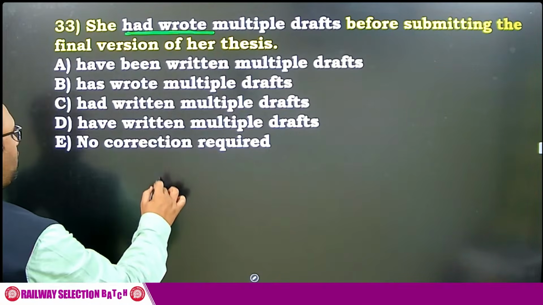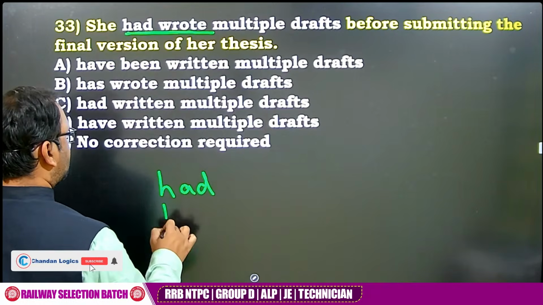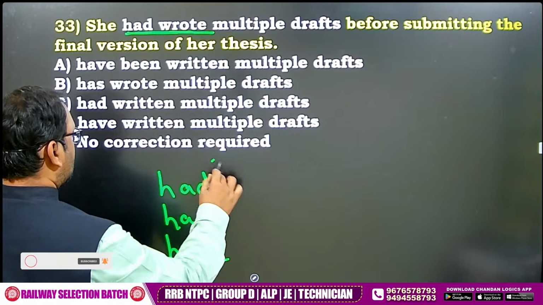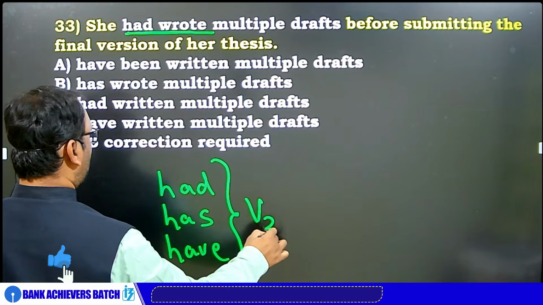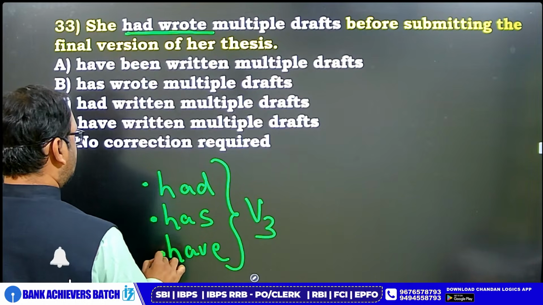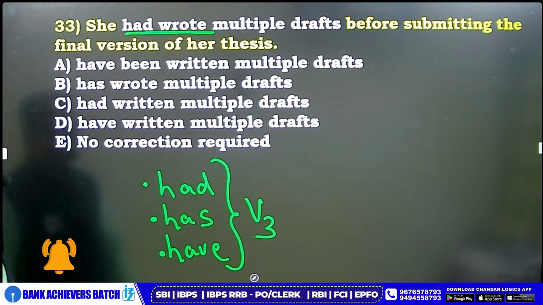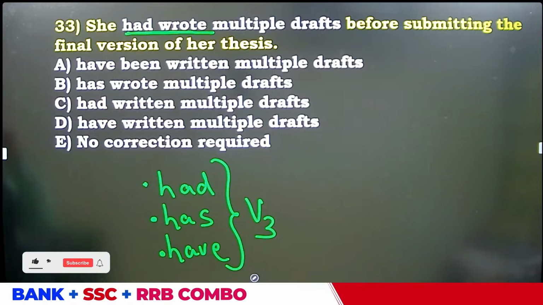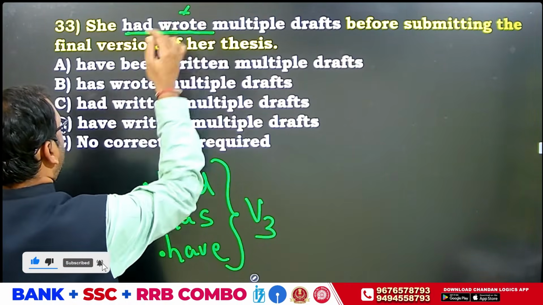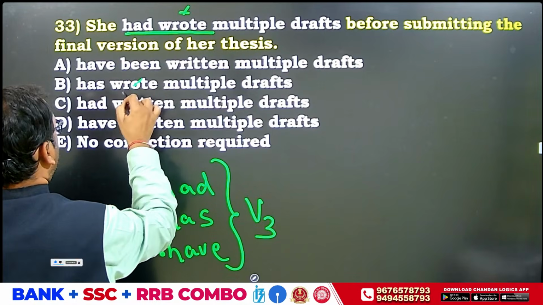First of all, we should know the fundamental fact. When had, has, have come, the verb should always be in the third form. Had plus V3, has plus V3, have plus V3. The verb should be in the third form, guys. If you observe, this is not the third form.